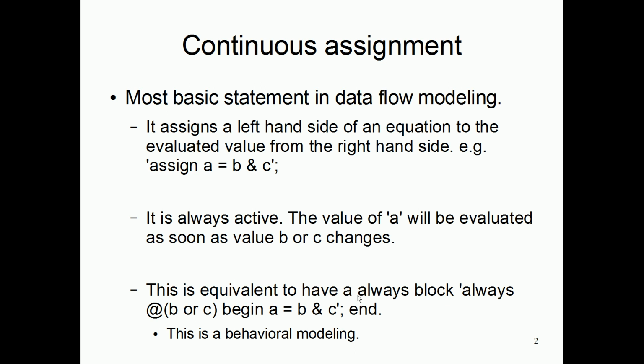The equivalent in behavioral modeling would be always at B or C, A equals B and C bar, which says that whenever B or C changes, go and evaluate A. Instead of typing all these things, we can just do this little thing here, assign A equal B and C bar, which is equivalent and saves us from typing much more, as in behavioral modeling.